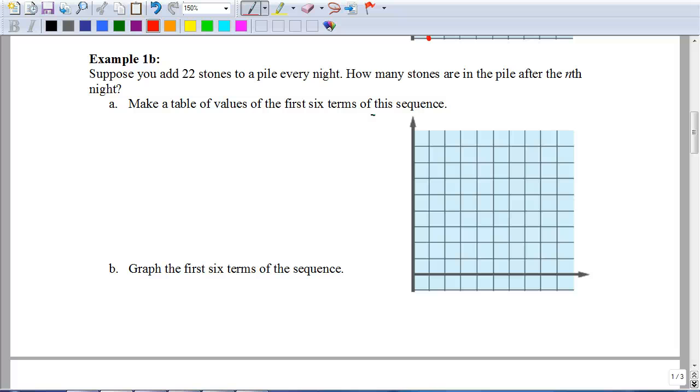You're going to add 22 stones to a pile every night. How many stones are in the pile after the nth night? So after the first night, just to give you a hint, you would start out with 22 stones. So go ahead and find the first 6 terms of the sequence and then graph it. And then pause the video and hit play when you're ready to check your answer.